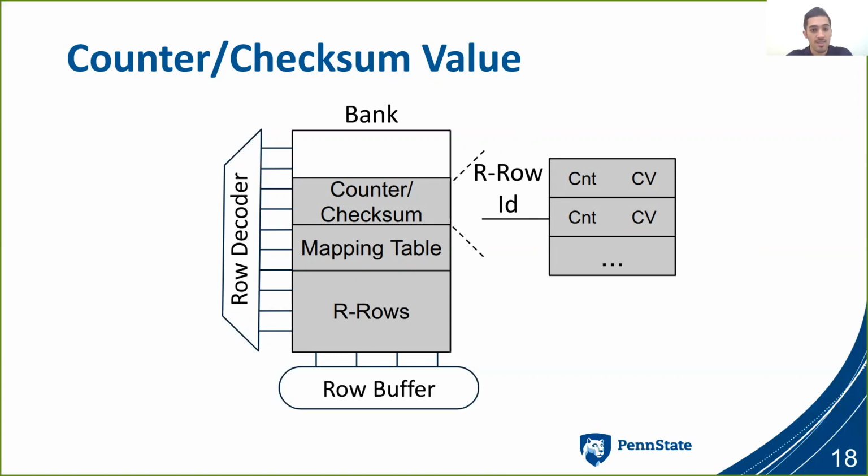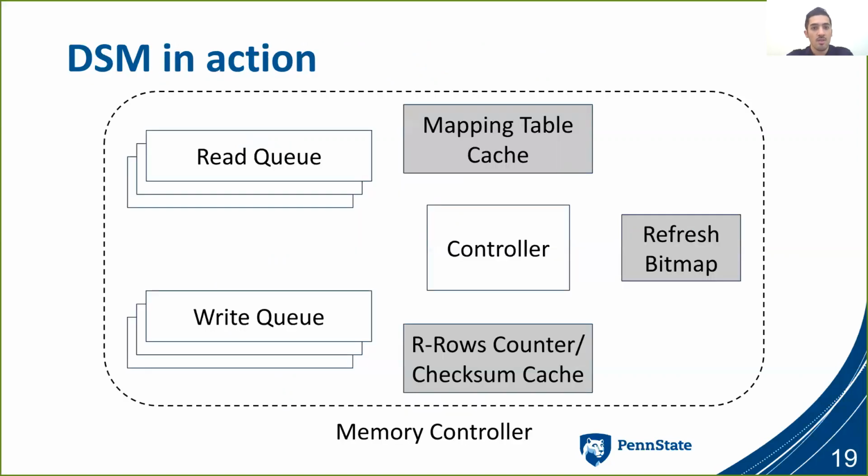Please also note that these data structures are not shown to scale, and they are only roughly 3% of each bank and memory. For more details on this, please look at our paper. Now let's look at how DSM works in action.